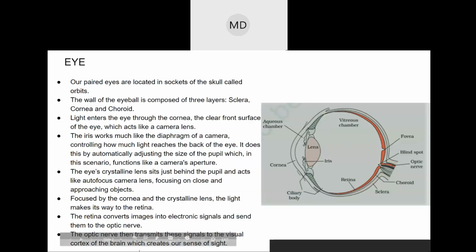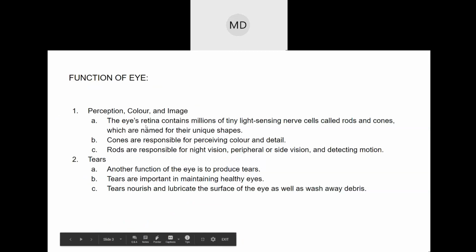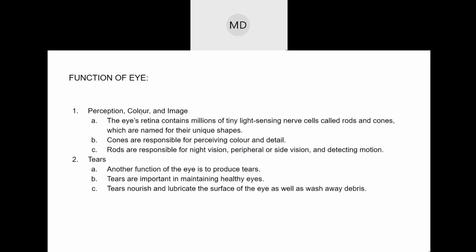Okay, now let's move to the functions of the human eye. One, all of you know, is to see. The function of the human eye is to see, we see through our eyes, right? Without the eyes, we won't be able to see. That is the first function.